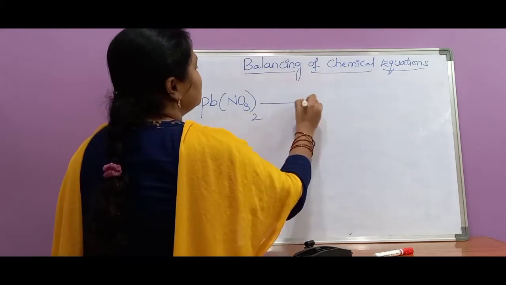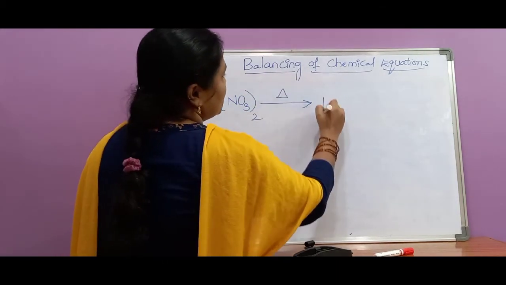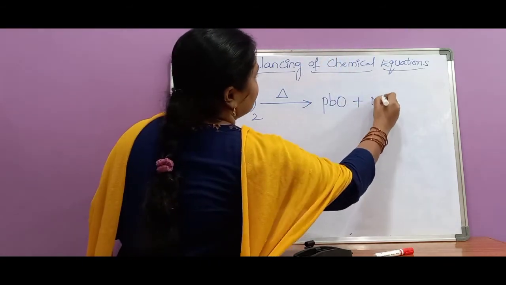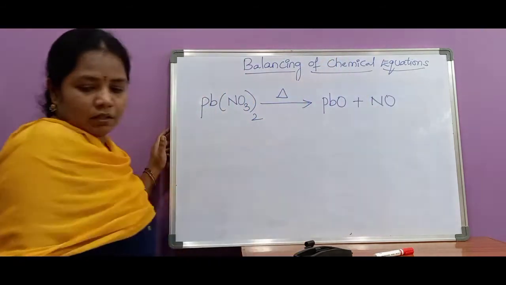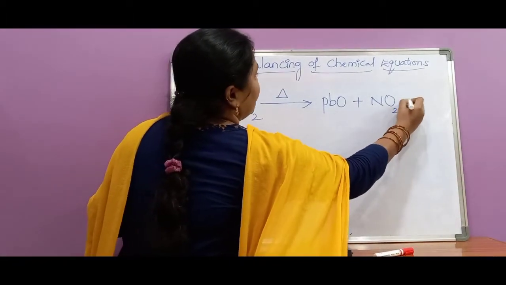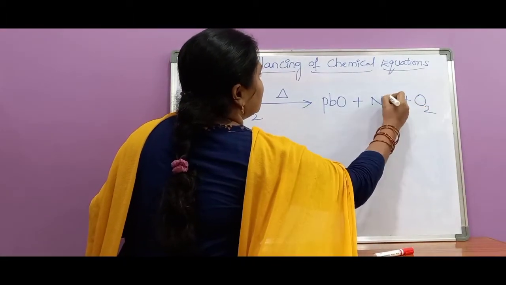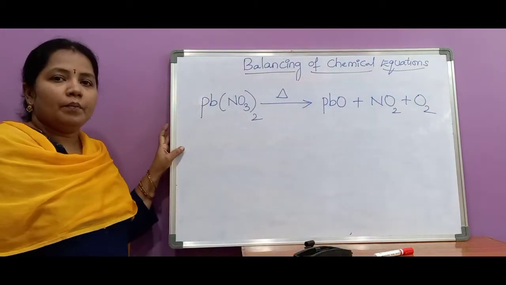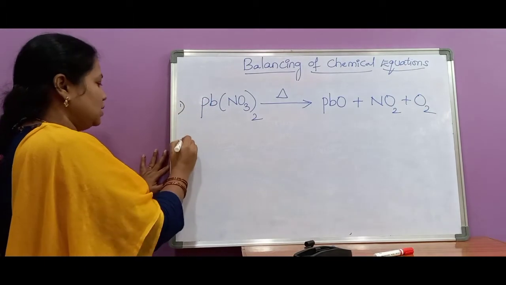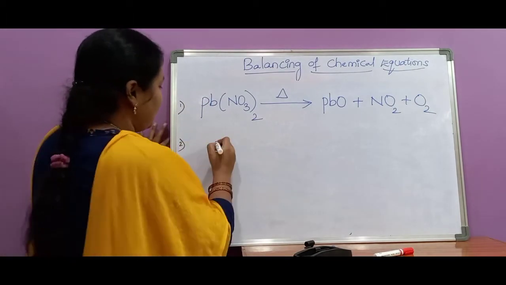Pb(NO3)2 taken twice. Lead nitrate on heating decomposes and gives lead monoxide, nitrogen dioxide and oxygen. This equation is there. We will try to balance this equation. First, in the first step, I wrote the skeleton equation. In the second step, I will compare the number of atoms.